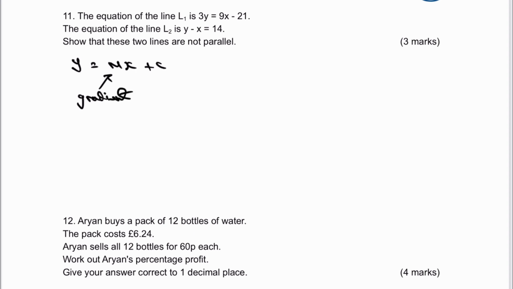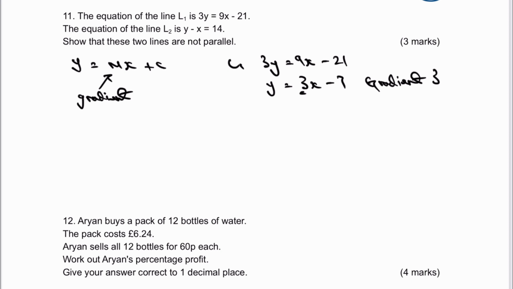Okay, so if we look at L1, L1 is 3y equals 9x minus 21. So if I divide through by 3, I get y equals 3x minus 7, and the gradient, therefore, is 3. It's actually this bit here.